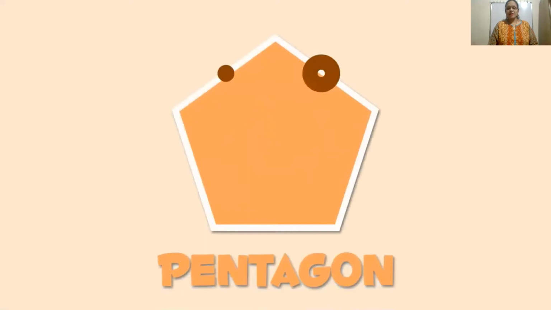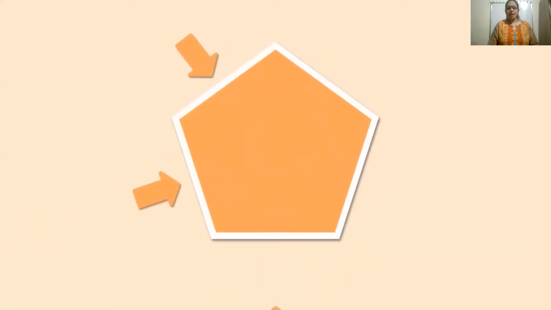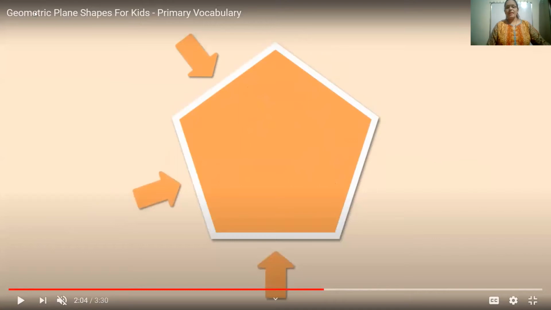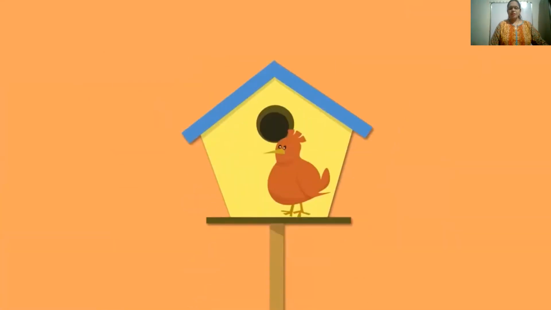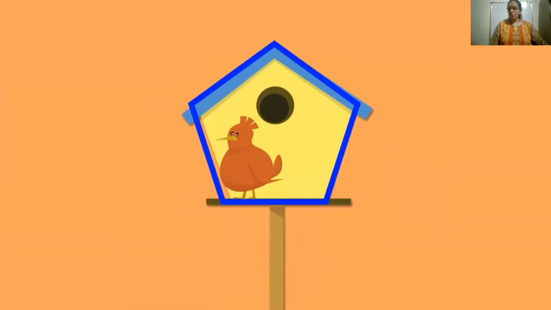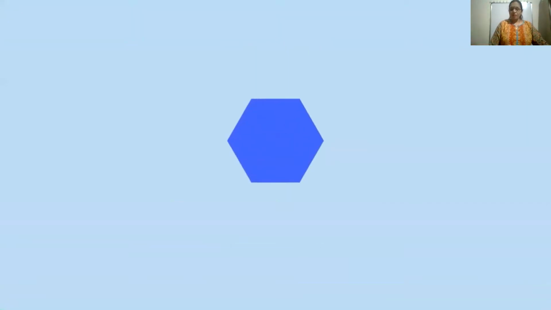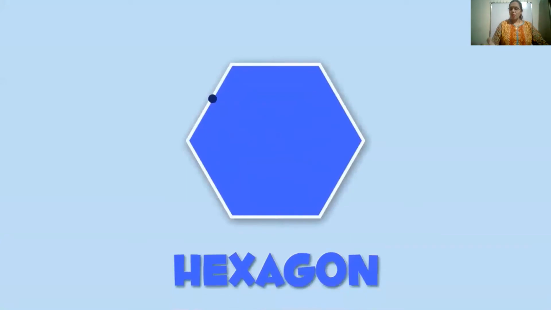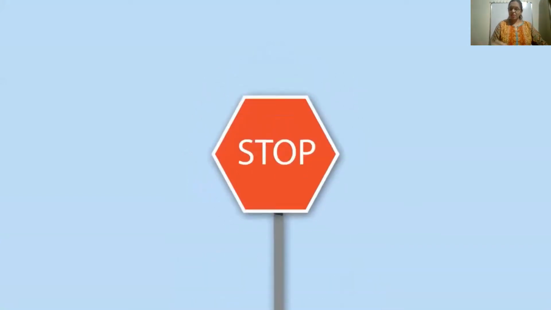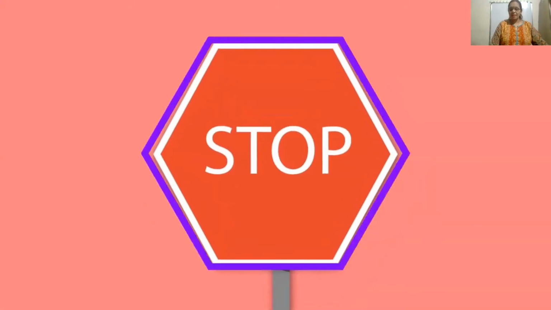Next comes pentagon. See, pentagon has how many sides? Pentagon has 5 sides. 1, 2, 3, 4, 5. So any 5-sided figure, when it is closed, is called a pentagon, right? Next comes, see, a pigeon house, that is also pentagon in shape. Next comes your ball, that football. Football also has small pentagons. They are stitched.